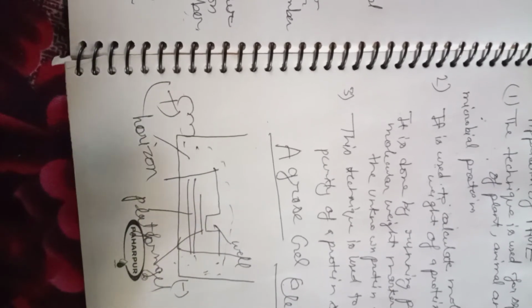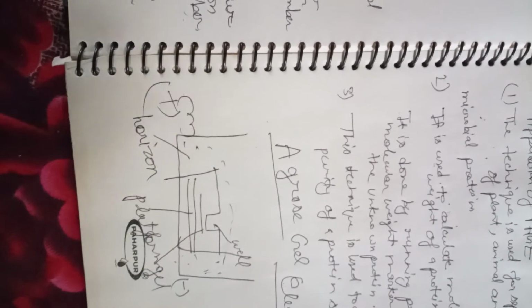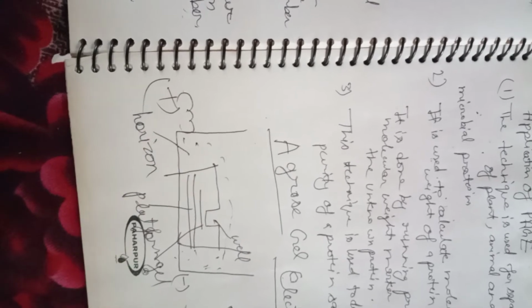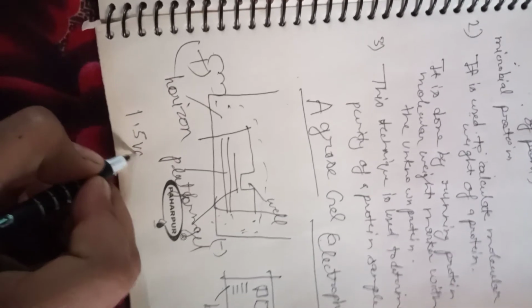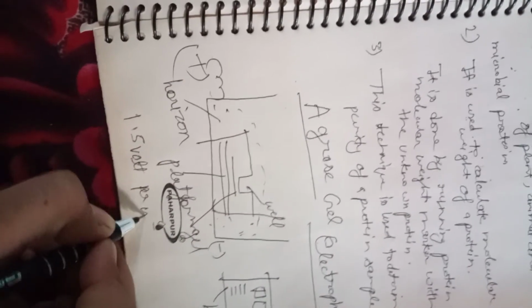Before electrophoresis, the DNA sample is loaded in the well. The DNA sample contains sucrose or glycerol, which provides density to the DNA solution so that it sinks into the well. The DNA sample also contains a tracking dye, bromophenol blue, which helps to monitor the run of DNA during electrophoresis. The size of the agarose gel is 25 by 12 cm and it is run at a voltage gradient of 1.5 volt per centimeter.